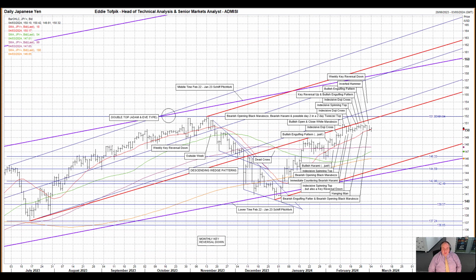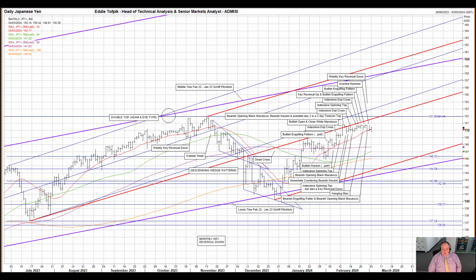US dollar against the Japanese yen. An inverted hammer pattern on Friday, but more importantly, we had a weekly key reversal down here last week, the first weekly key reversal seen here since early November last year. Despite this overtly bearish pattern, prices here are still settled within two major patterns, major pitchfork patterns.